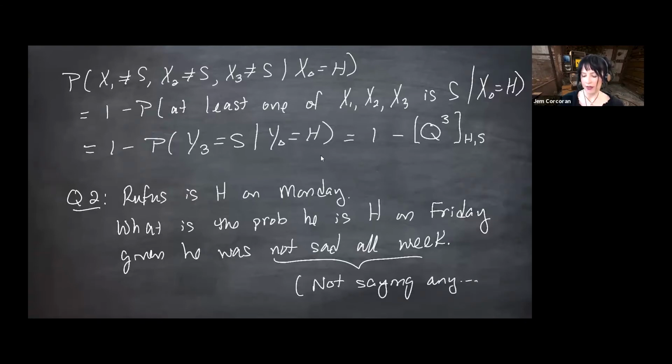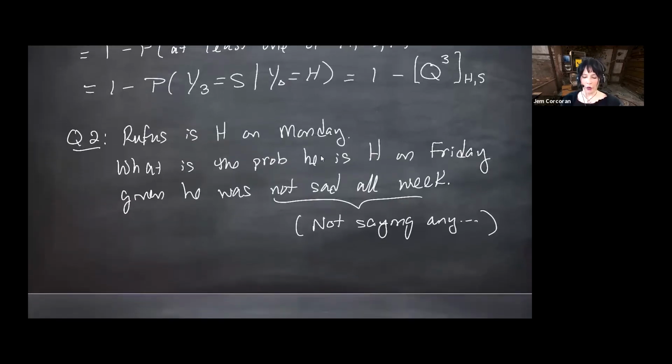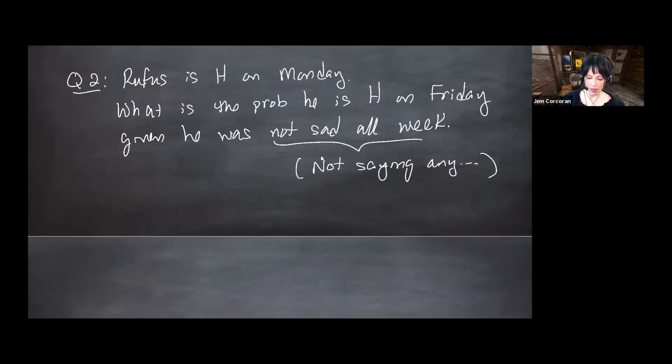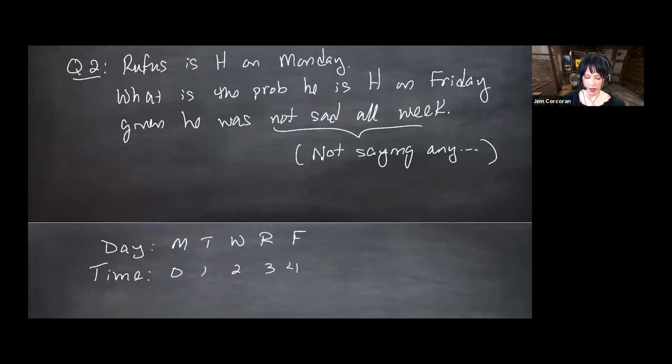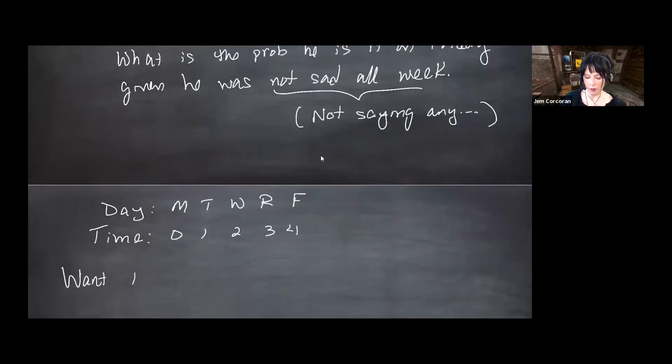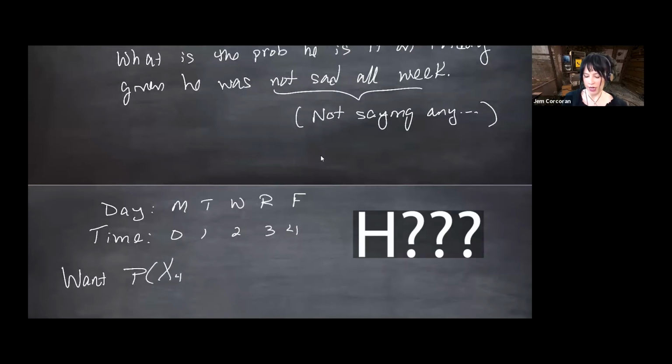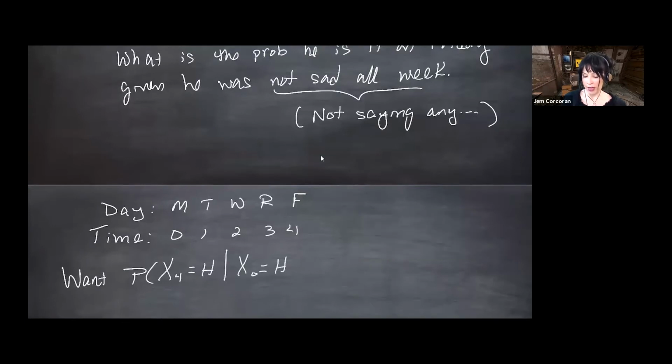Okay, so what we want is, if you look at the days and you label them with numbers, here's Monday, Tuesday, Wednesday, Thursday, Friday, and then you label these time steps 0, 1, 2, 3, 4. What we want is the probability that X4 equals happy, given that we started happy at time 0 and we were not sad for i equals 1, 2, and 3.